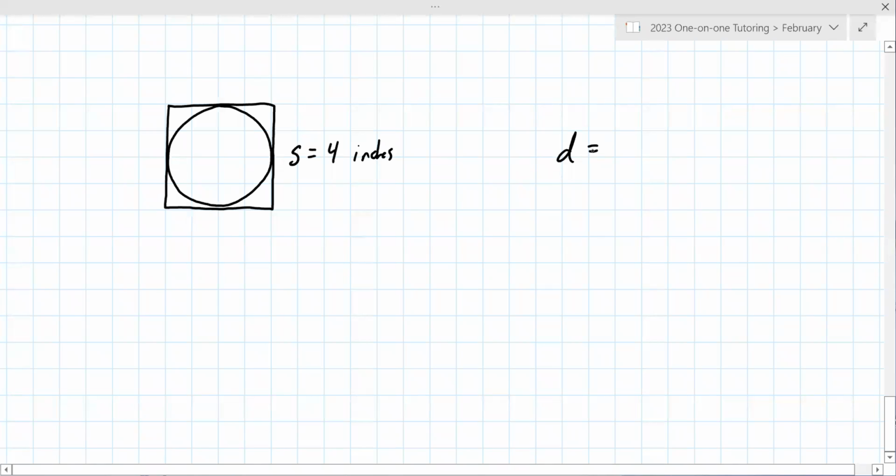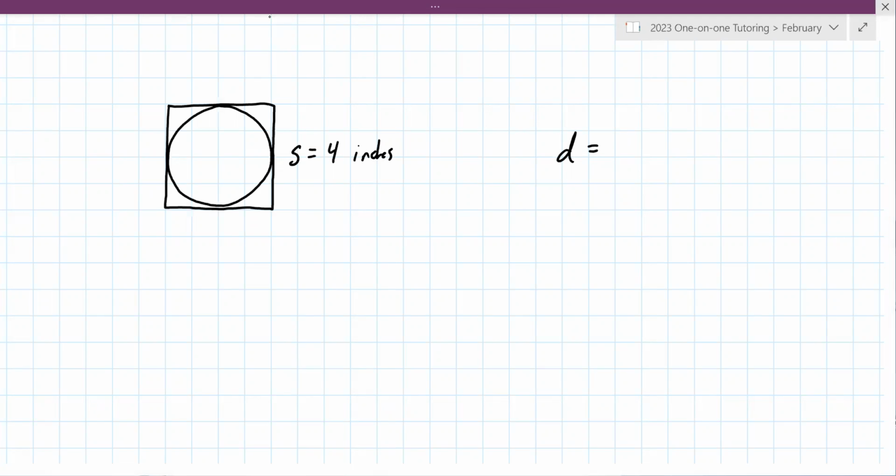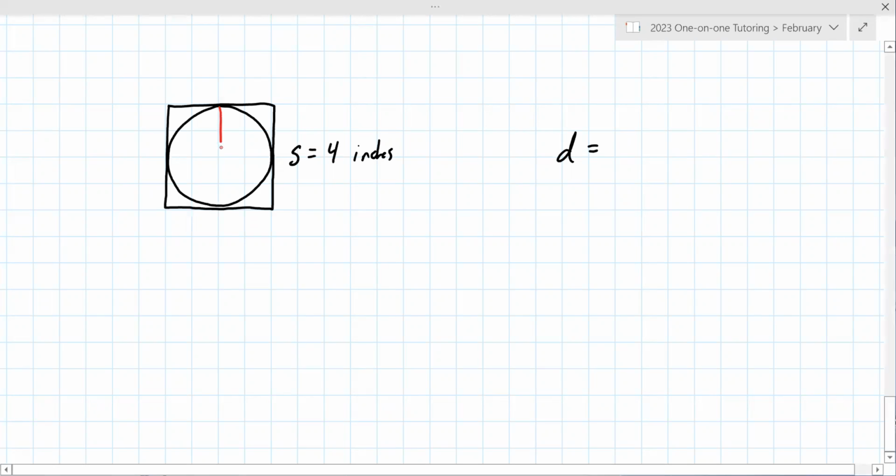No. Okay, I'm going to guess 2. What if I draw a diameter? Can you tell me, it's not 2. The side length is 4. Okay.